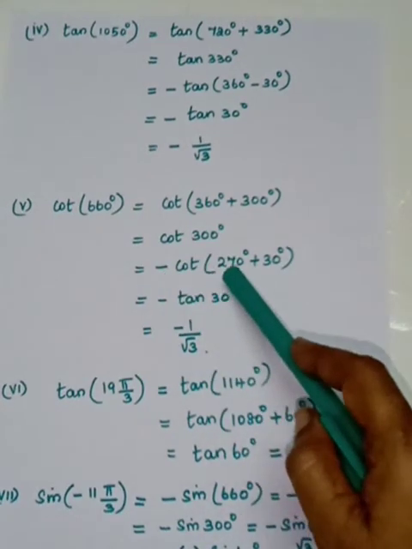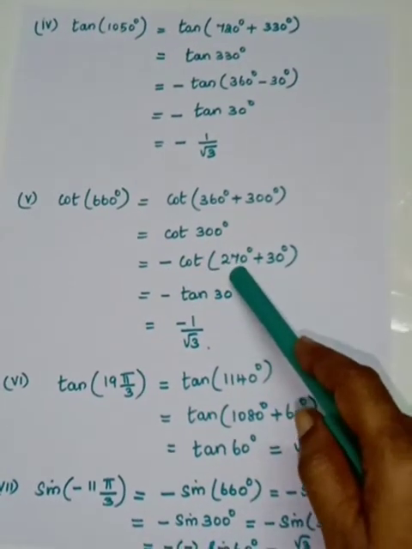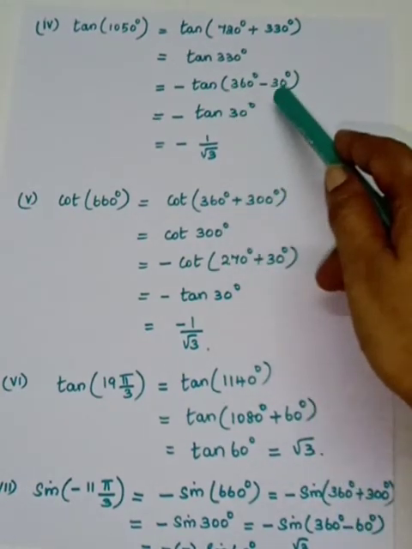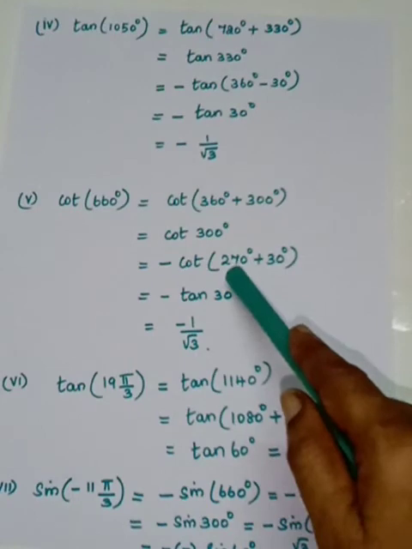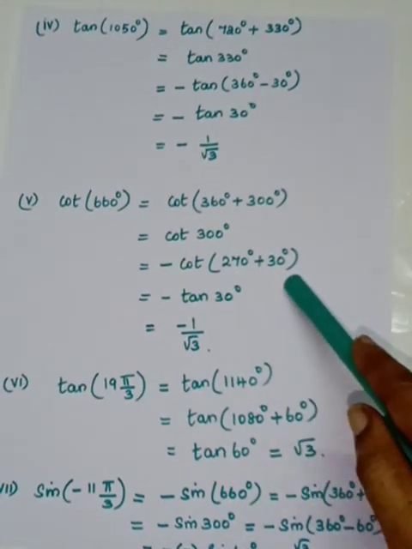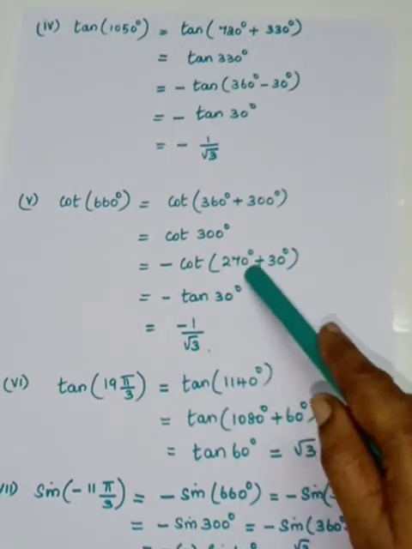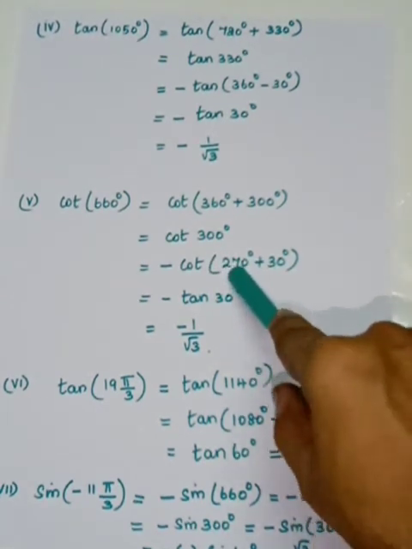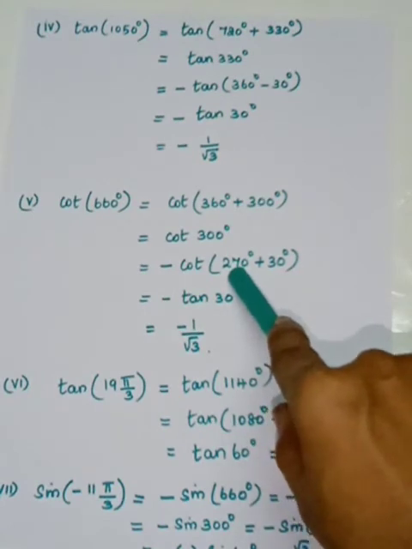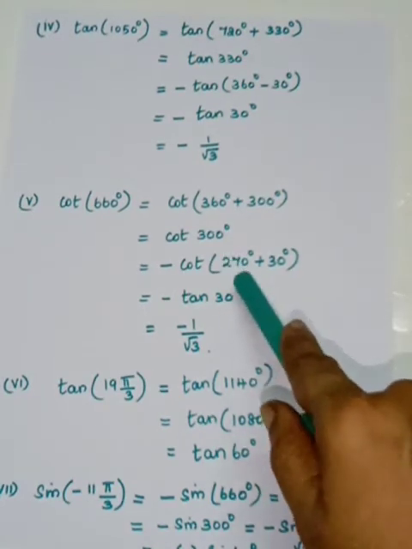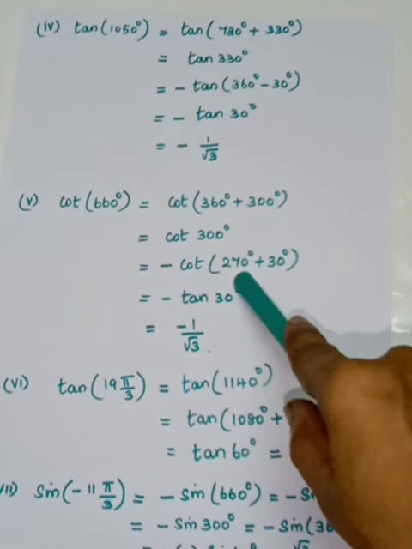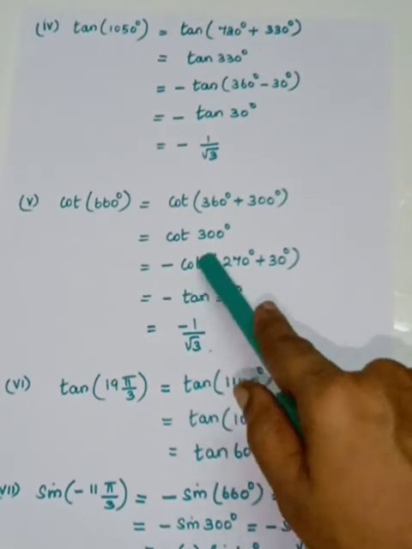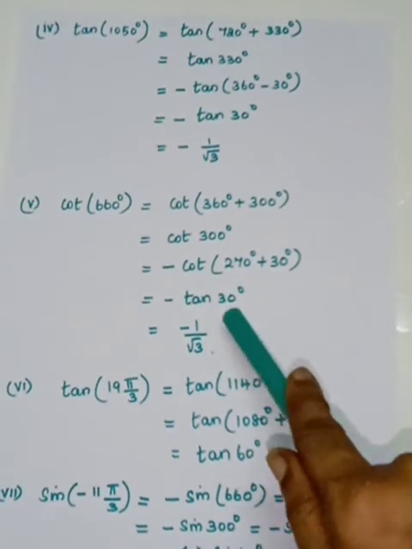And you have to see this 300. I have written 270 degree plus 30 degree. You can very well write 360 degree minus 30 degree. But for example, here I have written 270 degree plus 30 degree. So what is it? It is 3 into 90, so it's an odd multiple of 90 degree. If it is an odd multiple of 90 degree, you have to write the complementary ratio. Here you are having cot, so it has to be changed as tan 30 degree.